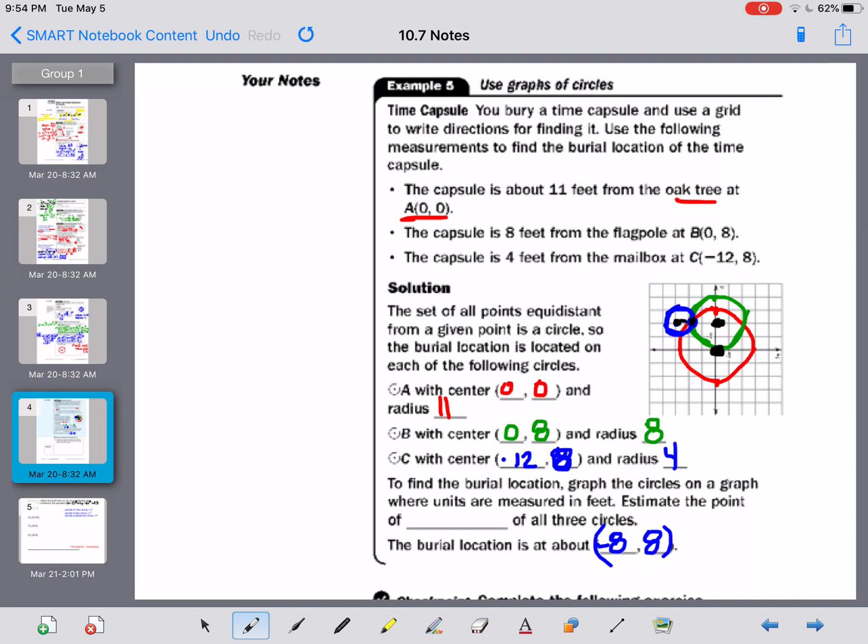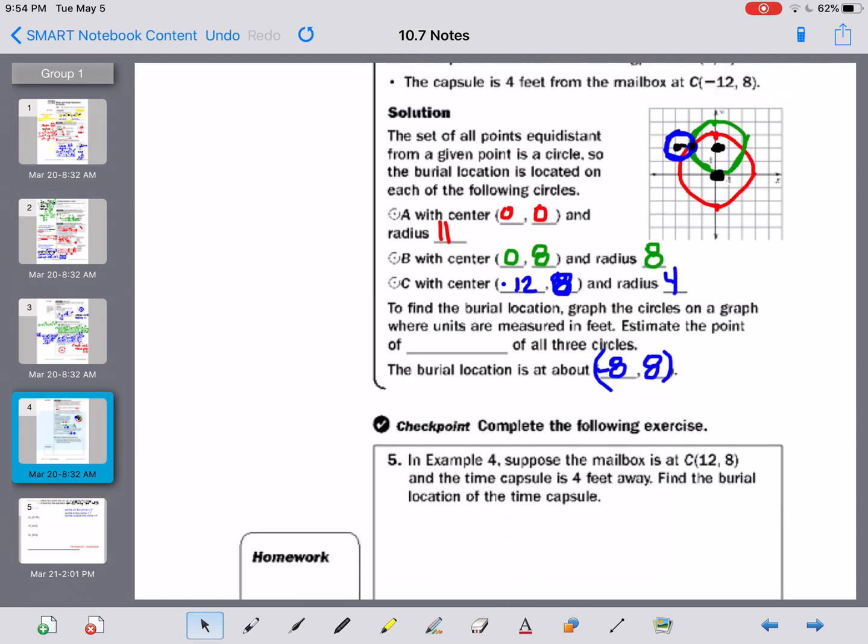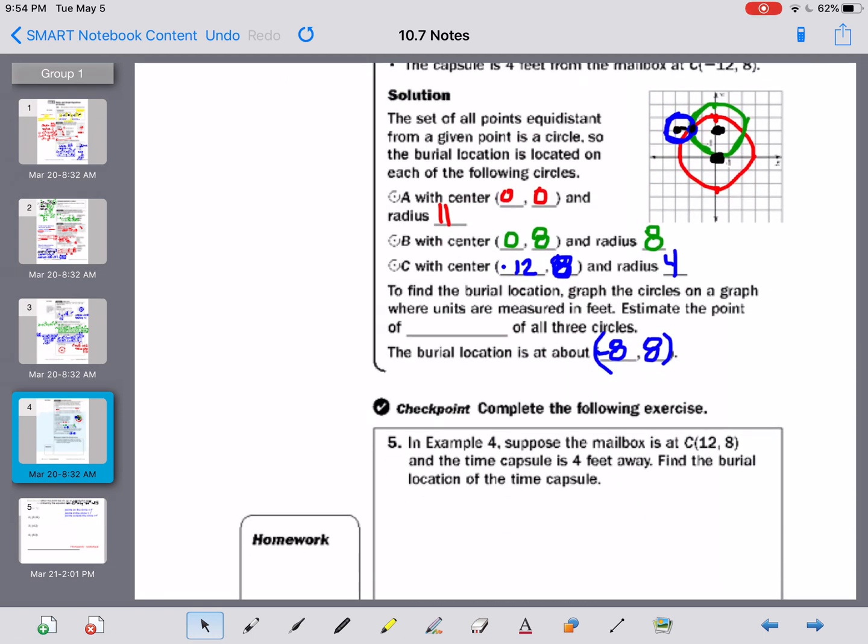All right, moving on to the bottom here. Not much to do here on the bottom. It says, in example 4, suppose your mailbox was at (12, 8). So if I went to (12, 8), I would be over here on the right, and they said 4 feet away, and I did this little circle, then we would move it, and it would be (8, 8), because that would match all three of them. So not a lot different on that one. Makes my picture look kind of funny, though, now that I look at it.